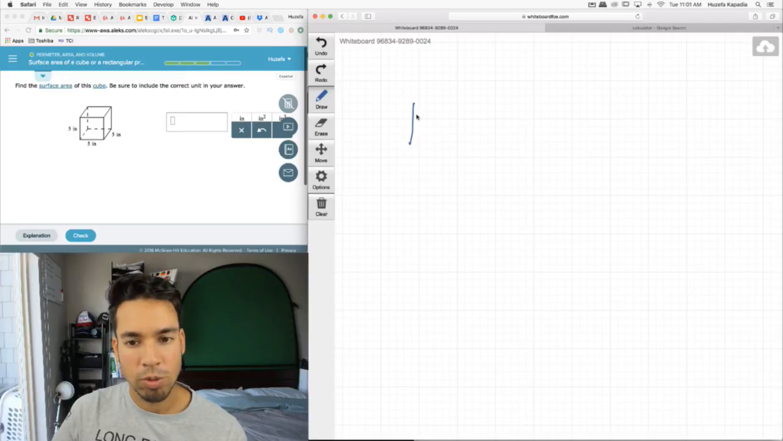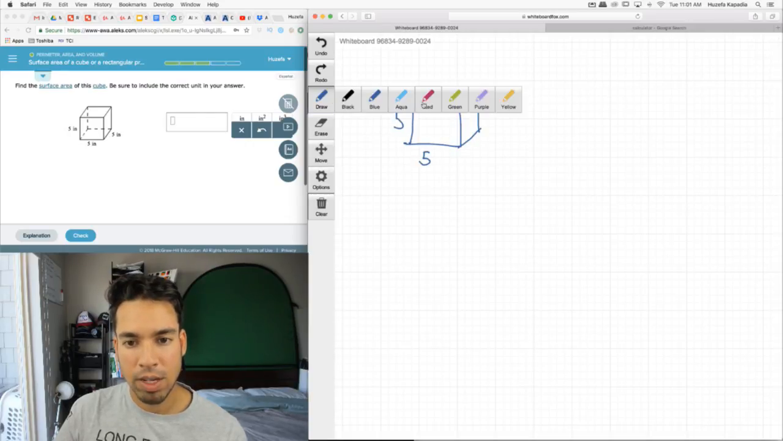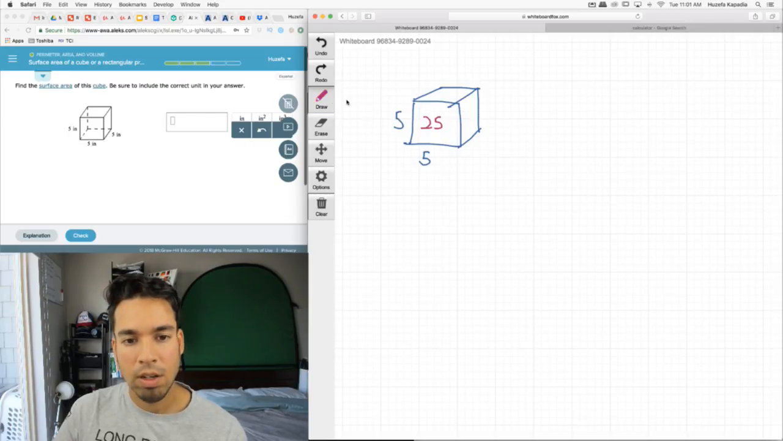And now we've got a nice cube. The cubes are the easiest because it's just one face times 6. Since it's 5 by 5, we've got an area of 25. 25 times 6 is 150.